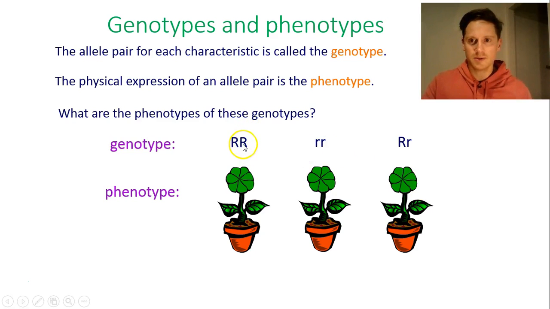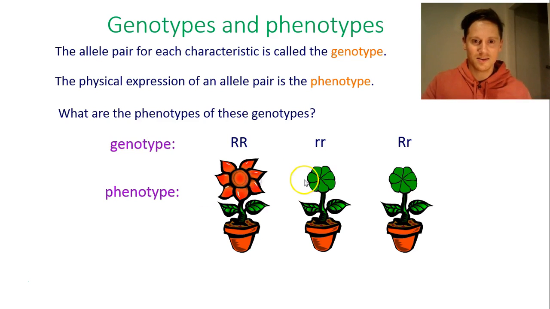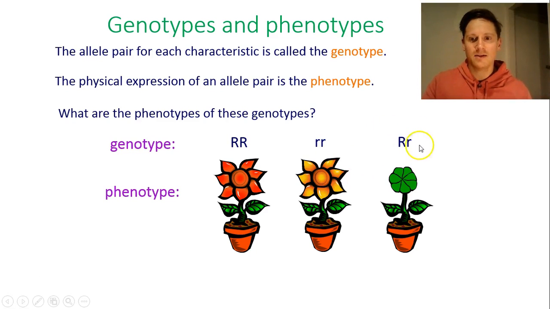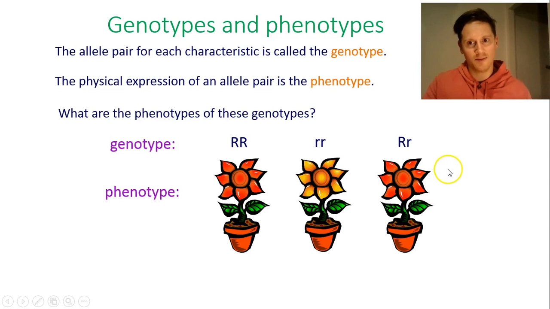Homozygous dominant is going to have the phenotype red. Little r, little r, so homozygous recessive, the genotype, is going to be yellow. And heterozygous, in terms of the genotype, is going to have the phenotype of red, because red is dominant over yellow.